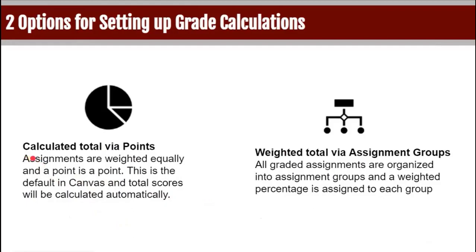In that case, assignments are weighted equally, where a point is a point. And this is actually the default setup in Canvas. So these are two options that you have available to you when you're organizing your grades.